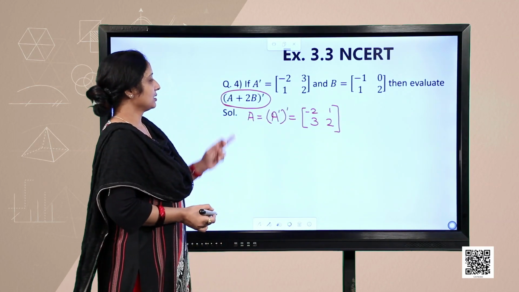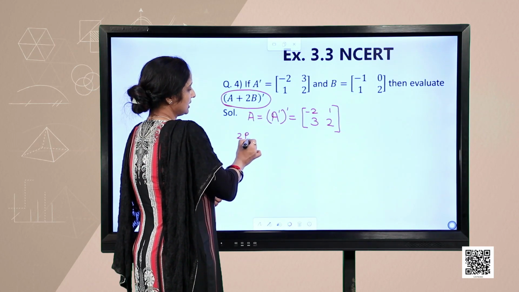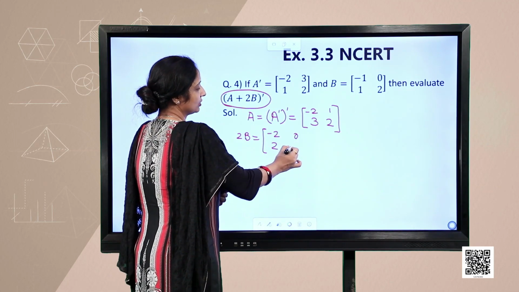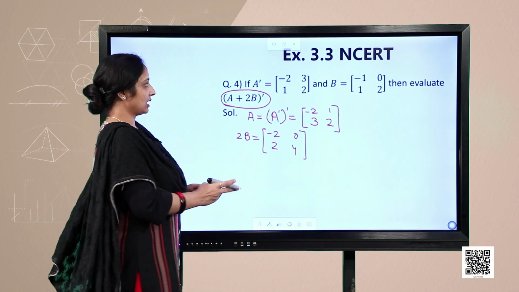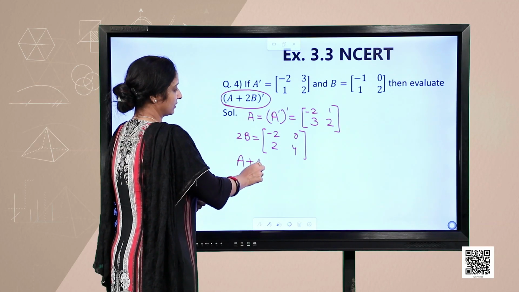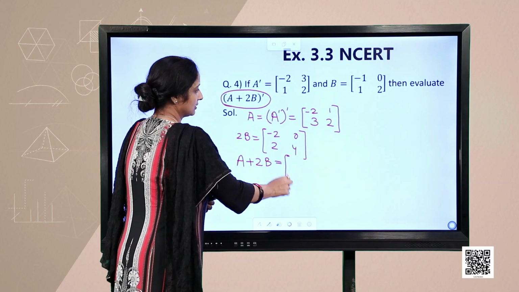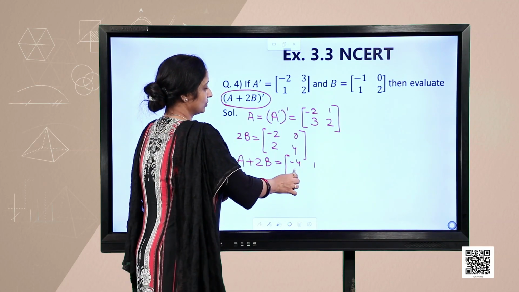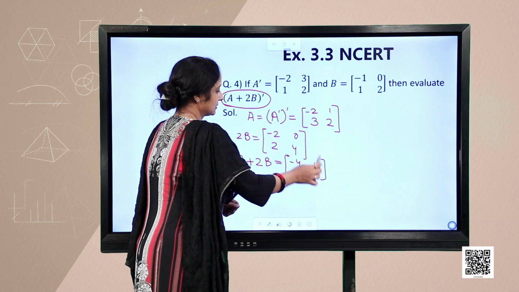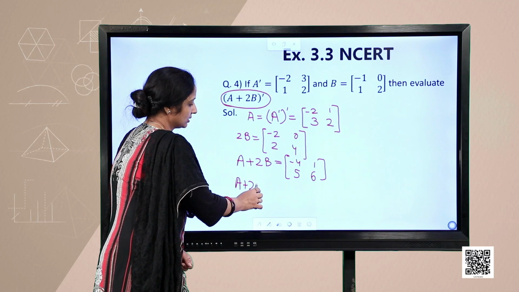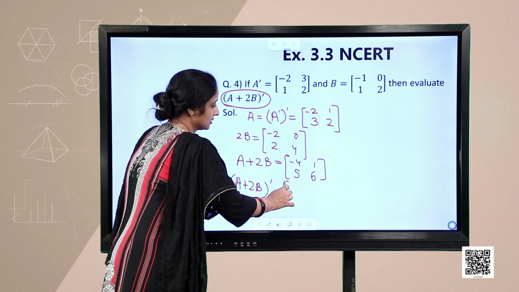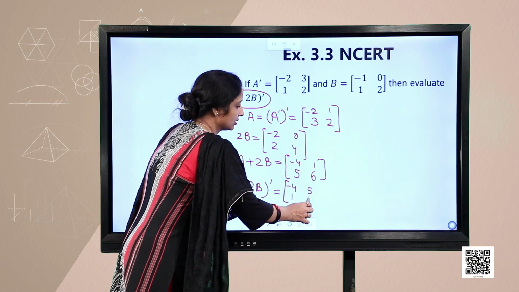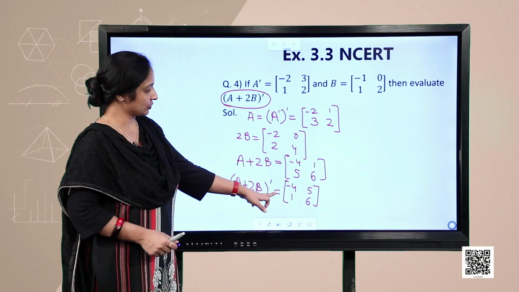Like this. Then I need matrix 2B. That means each and every element of matrix B will be multiplied by 2. So it is giving you this matrix 2B. After that, you need to add these two matrices A plus 2B: minus 2, minus 2, minus 4, 1 plus 0, 1, 3 plus 2, 5, 2 plus 4, 6. Then A plus 2B whole transpose. That means this R1 will become column 1 and this R2 will become column 2. So A plus 2B transpose is this matrix.